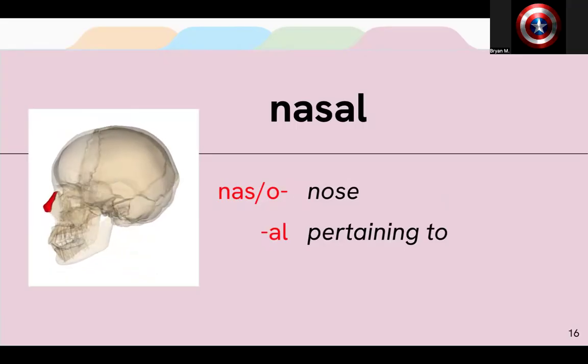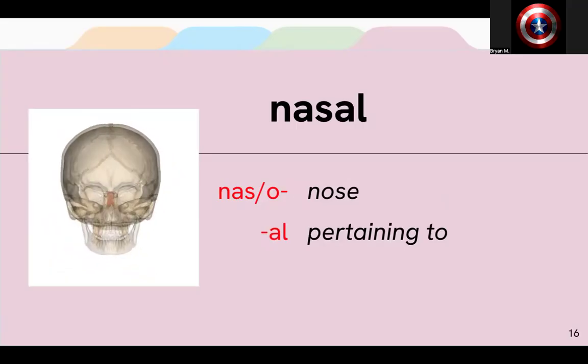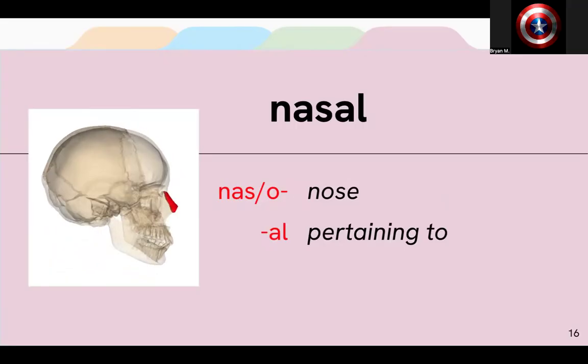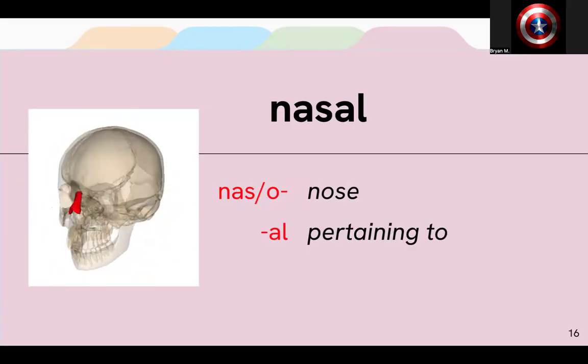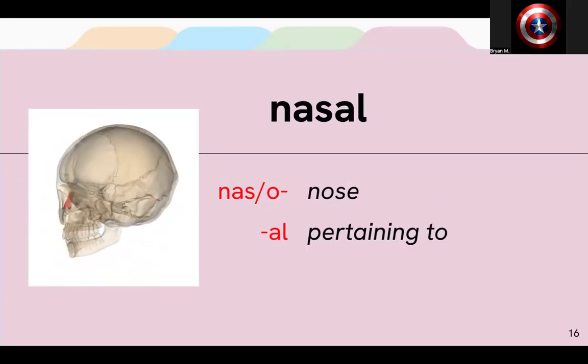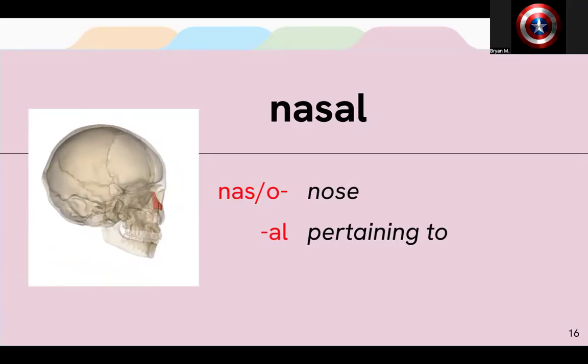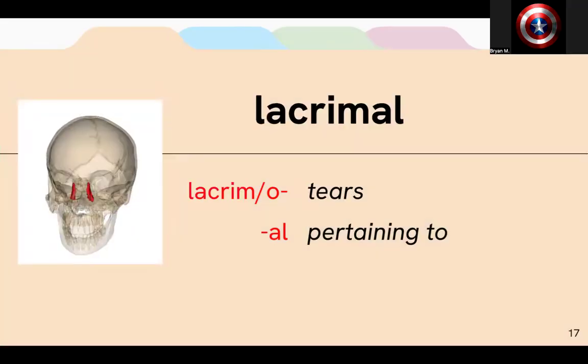There are two nasal bones, left and right. Nase or naso, derived from Latin nasus, which means nose, plus suffix al, which means pertaining to, so saying, pertaining to the nose.